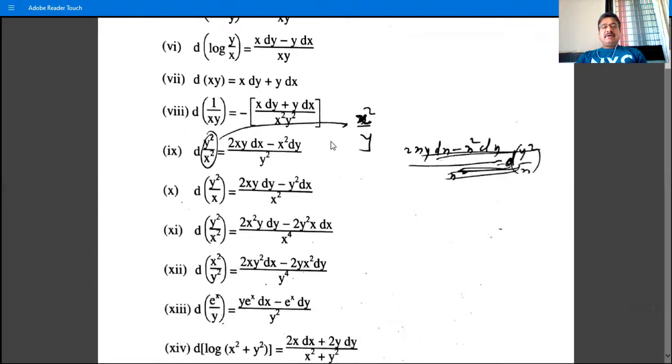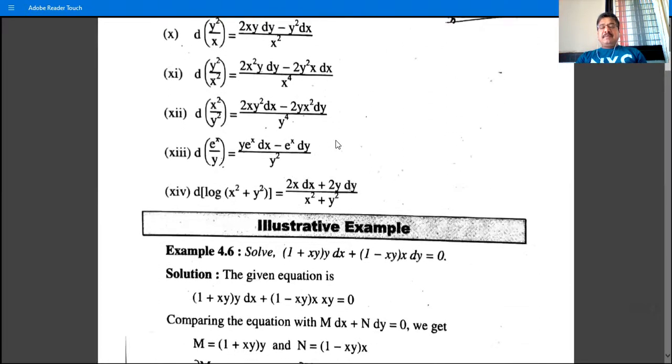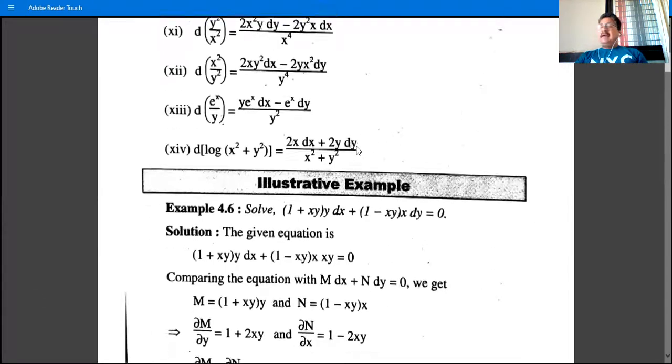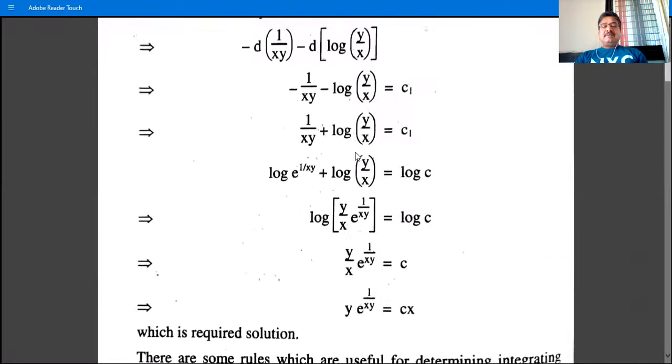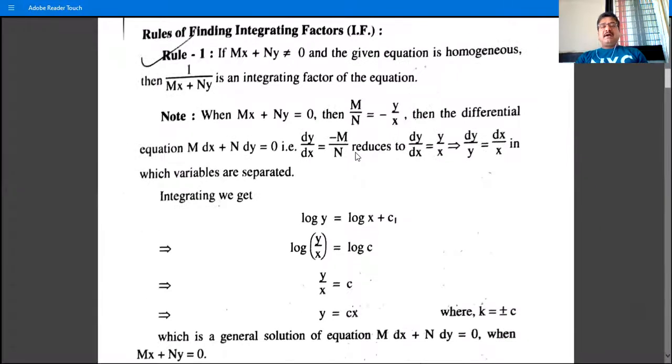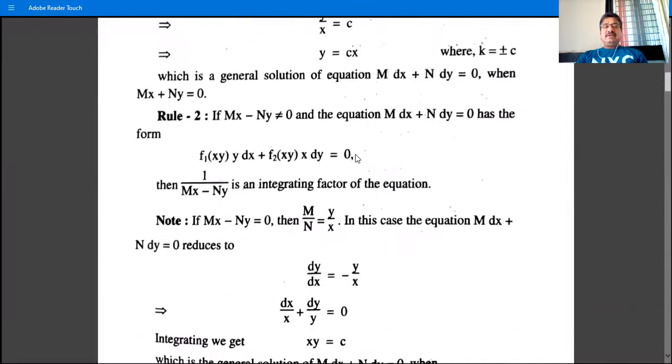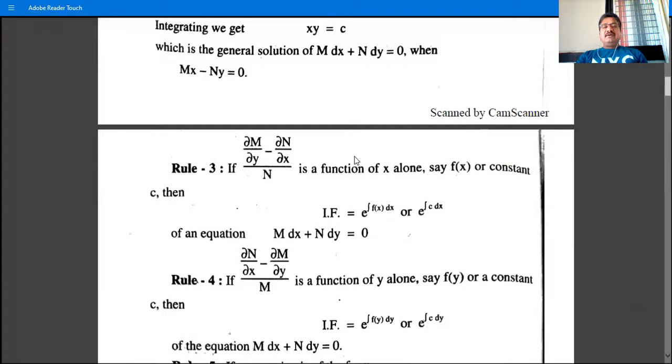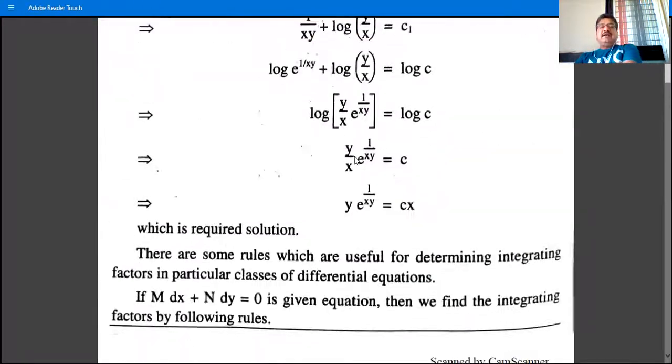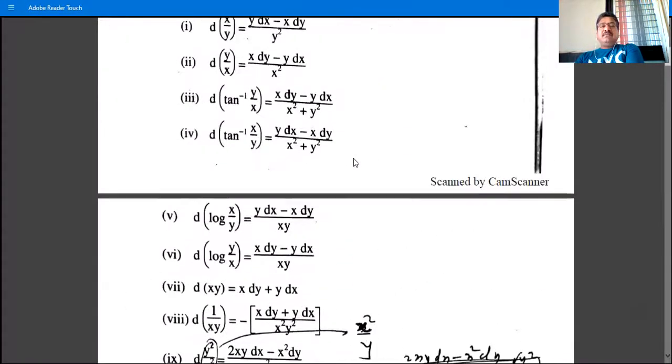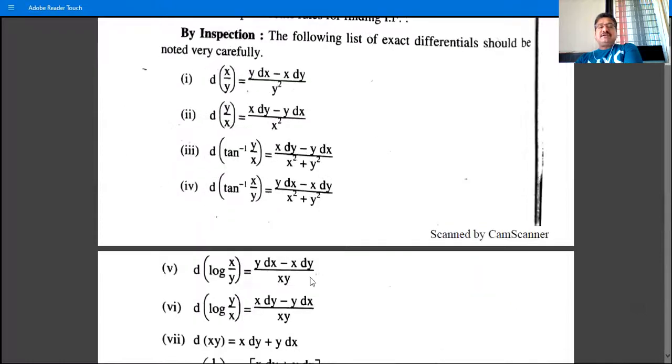So remember that if the given differential equation is an exact differential equation, then its integrating factor is 1. That is, if dM by dy is equal to dN by dx, then the integrating factor is 1. So how can we find the integrating factor? We can find it by using these tricks.